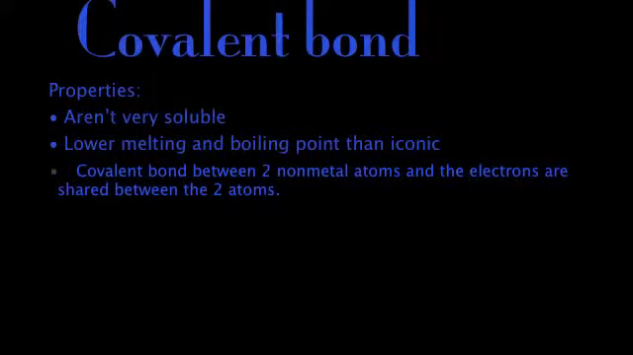Let's try something a bit easier, like covalent bonds. A covalent bond's properties include that they aren't very soluble, they have lower melting and boiling points than ionic bonds, and covalent bonds are between two nonmetal atoms and the electrons are shared between two atoms.